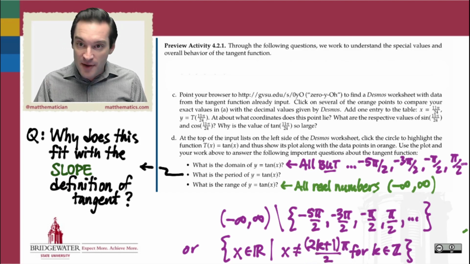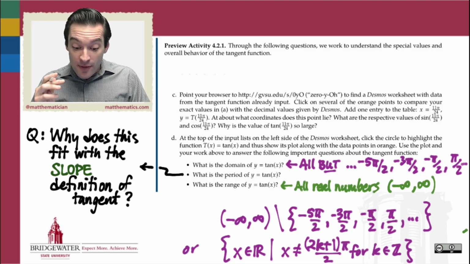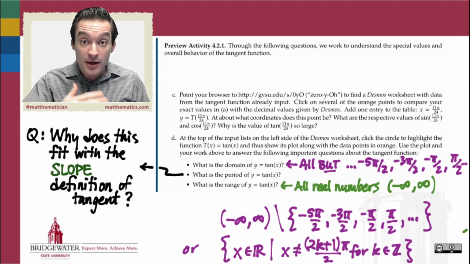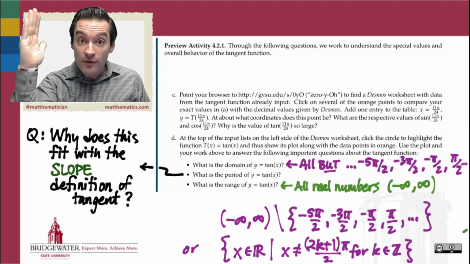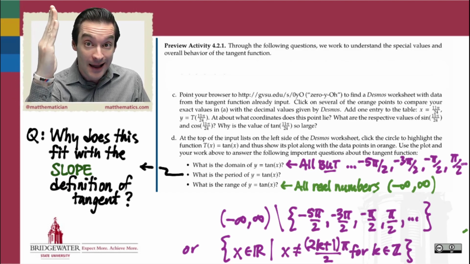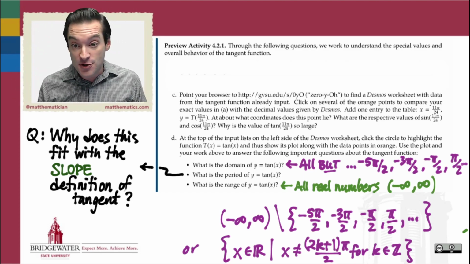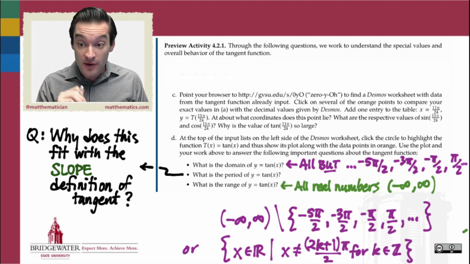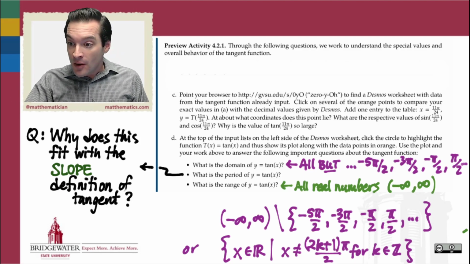So don't worry too much about that notation, worry more about the idea that we can take the tangent of any angle and get a real number, with the exception of those angles that make vertical lines. And those are the ones that are the odd half integer multiples of pi over 2 angle with the positive x-axis. Finally, what is the period of y equals the tangent of x?